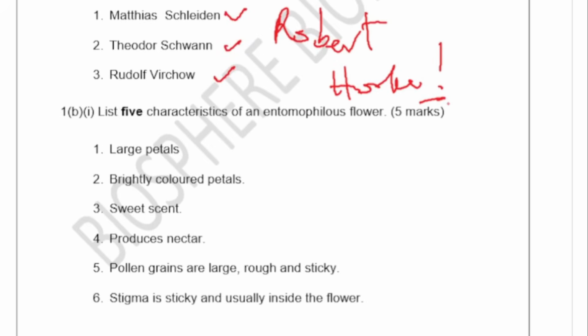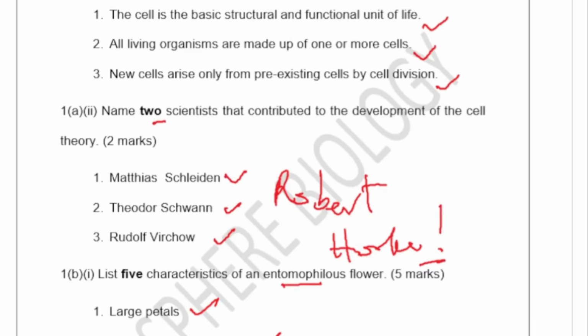Characteristics of entomophilous flower: insect pollinated flower, large petals, brightly colored petals, sweet scent, produces nectar. The pollen grains are large, rough, and sticky, and the stigma is usually inside the flower. Okay, so please take note of that.